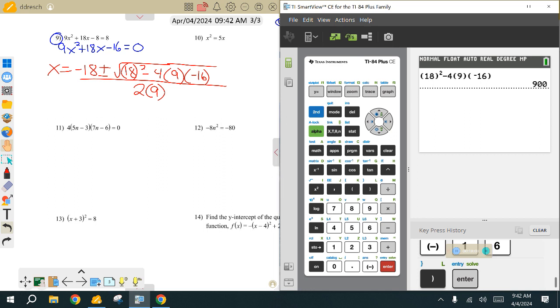18 squared minus 4 times 9 times negative 16, guys. You gotta be checking myself as well. It's easy to screw up something. Don't just sit there and stare. So, I finally heard somebody say 900. This isn't for my health.